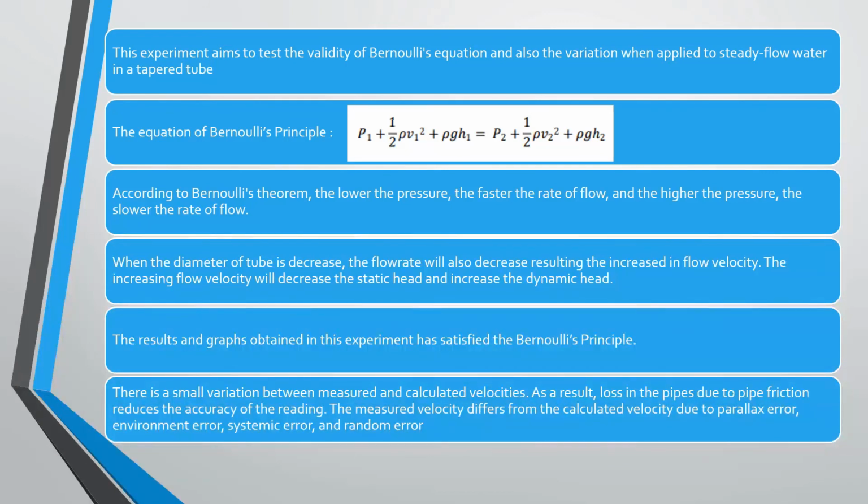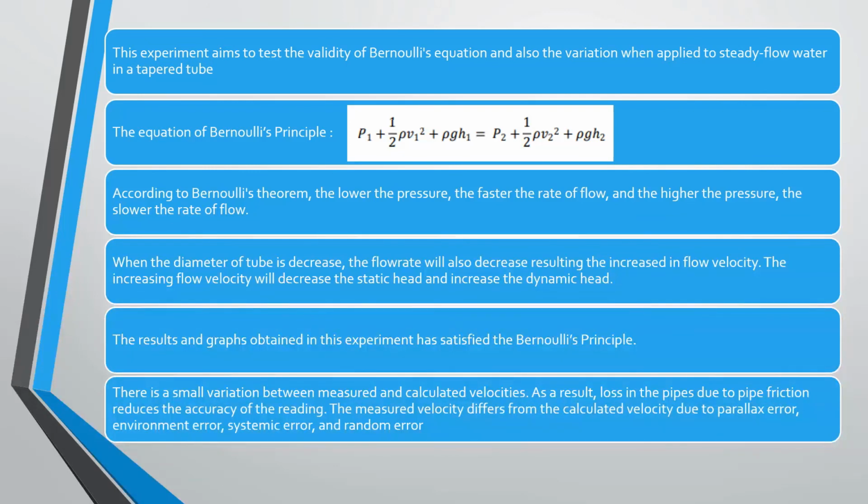According to Bernoulli's theorem, the lower the pressure, the faster the rate of flow, and the higher the pressure, the slower the rate of flow. So in this experiment, we may find that when the diameter of the tube is decreased, the flow velocity will increase. The increasing flow velocity will decrease the static head and increase the dynamic head. The results and graphs obtained in this experiment have satisfied Bernoulli's principle.